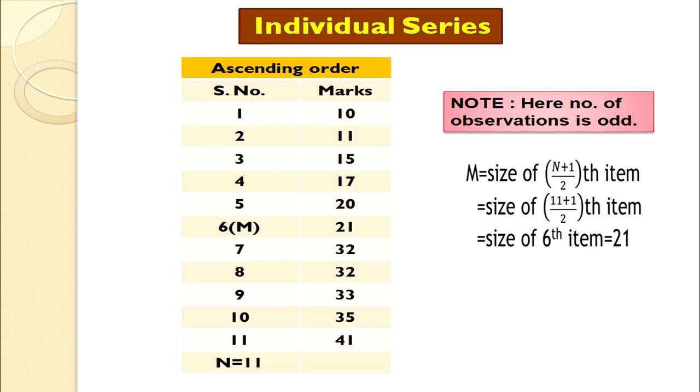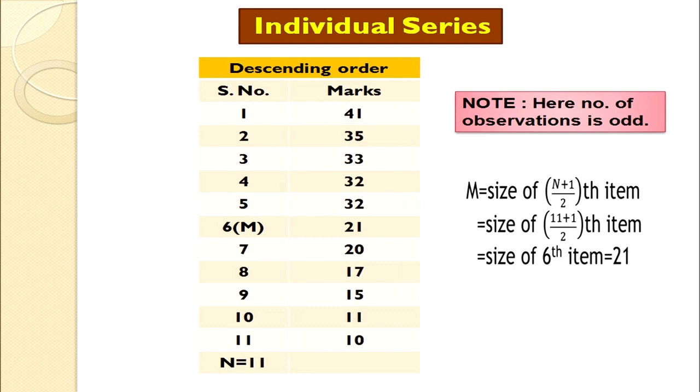So, this is how we have computed median in case of individual series. First, we have arranged the data in ascending order. Then, we have put the formula, that is median is equal to size of (n plus 1) by 2th item. Then, we have written the value of n. The total number of observations is 11 over here. (11 plus 1) by 2th item. We got the 6th item. We have located the size of the 6th item in the marks and it is 21 marks.